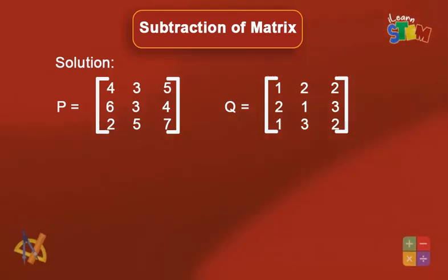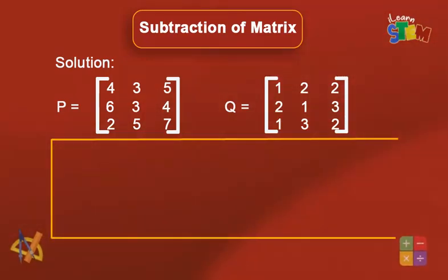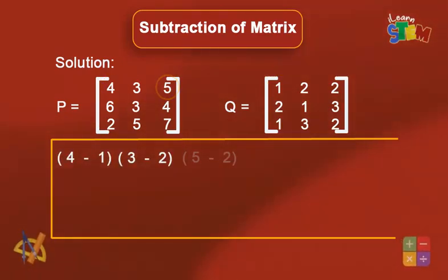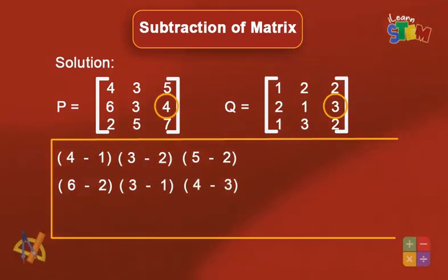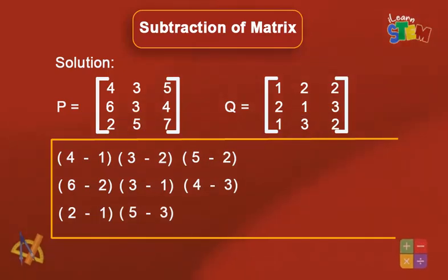Now, we subtract the corresponding elements, that is, subtracting numbers on the same rows and columns. We start from the first rows in matrix P and Q. We have 4 minus 1, 3 minus 2, 5 minus 2. We move to the second row. 6 minus 2, 3 minus 1, 4 minus 3. Then, to the last row. 2 minus 1, 5 minus 3, 7 minus 2.